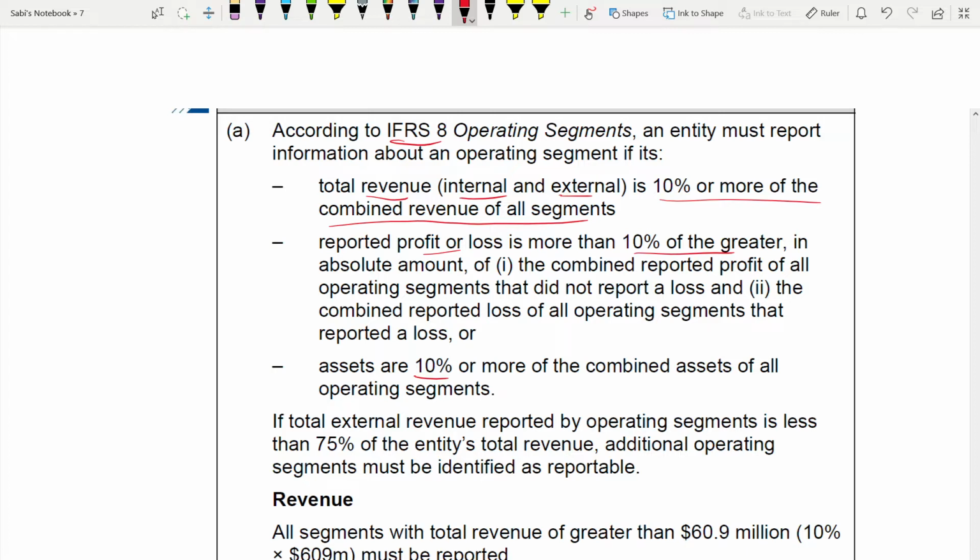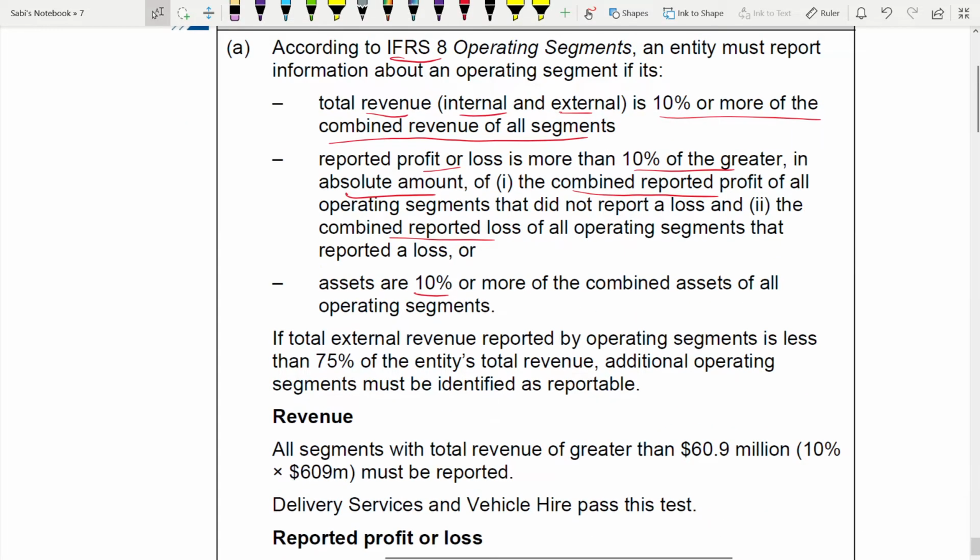Greater in absolute amount, whether it's your loss that is greater or your profit. So the amount that is greater: the combined reported profit, second, the combined reported loss. So 10% of the greater of these two things you have to take. If the profit is greater, 10% of the profit. If the loss is greater, 10% of the loss. Out of these two, whichever is greater, you have to take it. Then there's another threshold which is 75%.